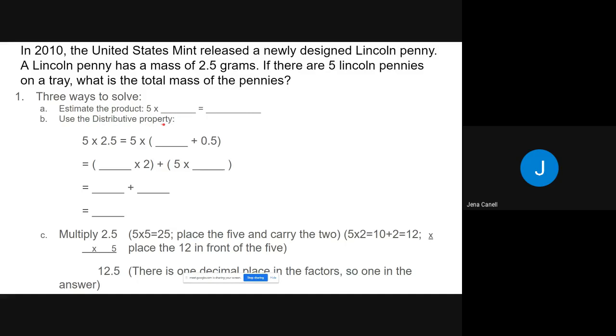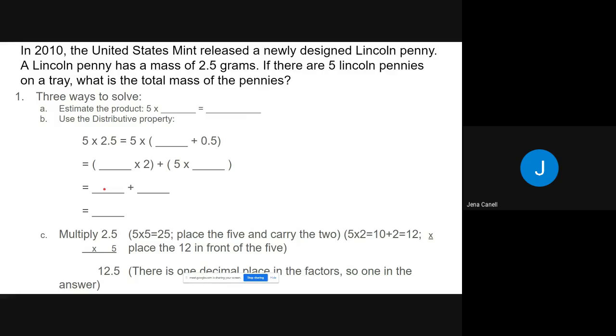We can also use the distributive property where we take our first number, 5, and multiply it by the expanded notation of our next factor of 2 5/10. So here we would have 5 times 2 plus 5/10. That would be the expanded notation of 2 5/10. Then we would further solve it. 5 times 2, because we still have to take 5 times each of these numbers in our parentheses. So we would have 5 times 2 plus 5 times 5/10.